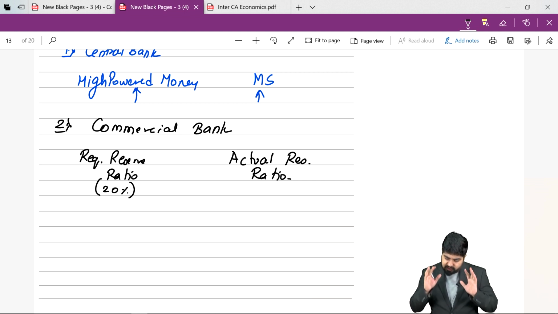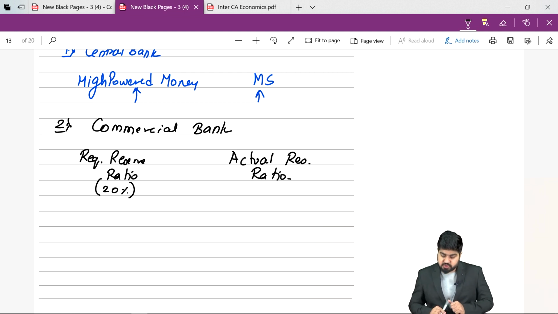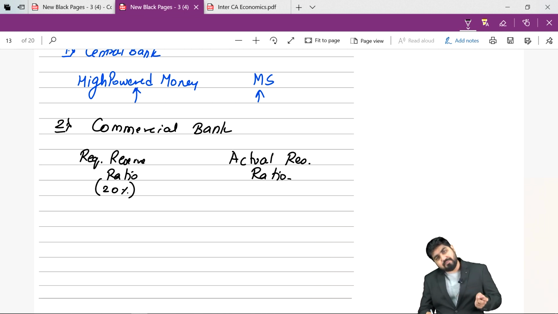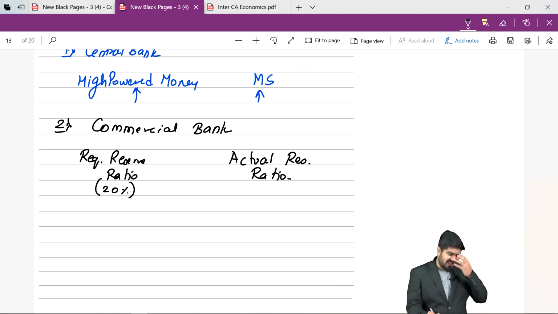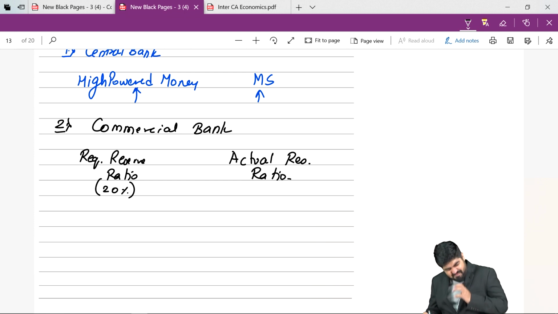Okay, so you cannot afford to keep actual reserve ratio less than the required reserve ratio, or else RBI is having a very nice treatment. All right, so required reserve ratio, can it be equal to 20%? The answer is yes. But there is no bank in the world which will actually keep the same reserve, because if there is a withdrawal, automatically your reserves will fall down. So ultimately what will happen? You will keep some additional reserves.